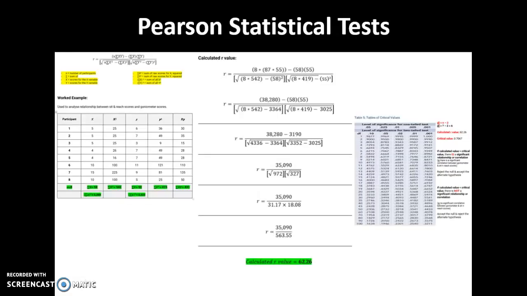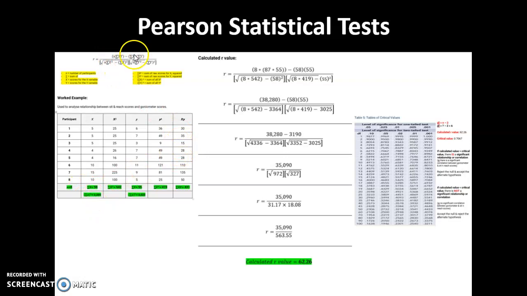Part 4. Pearson statistical tests. The equation used to calculate Pearson's statistical test is this up here. And then you have your data here. You put in all your participants and you work out the number of them, so that's 8. You then have all their scores, so X is their first score. You then put that in. You total up X. You then also square X.